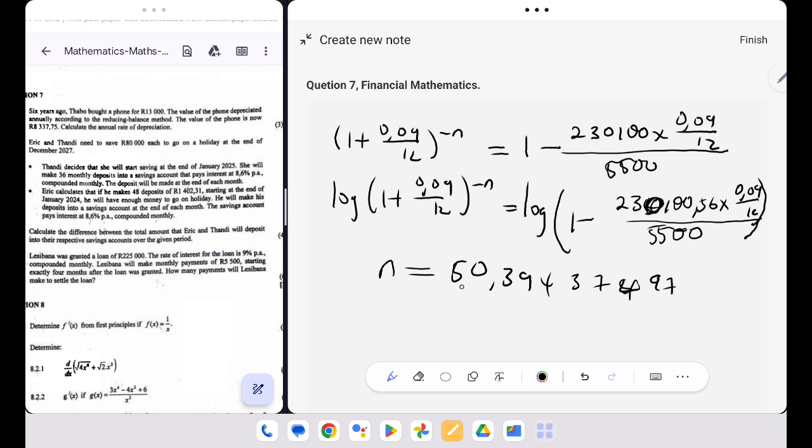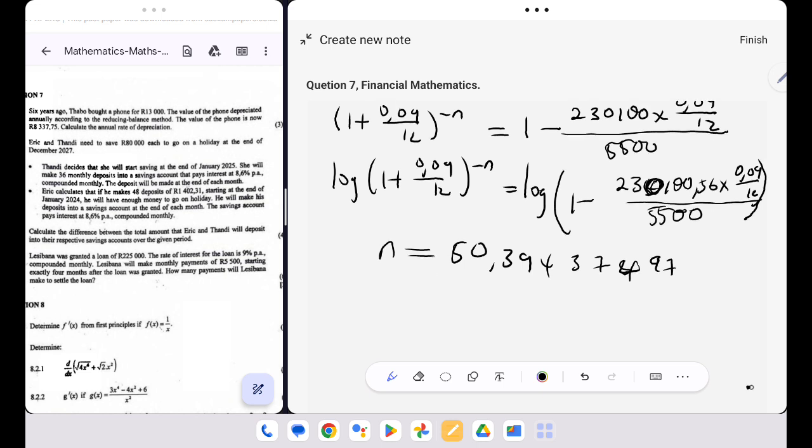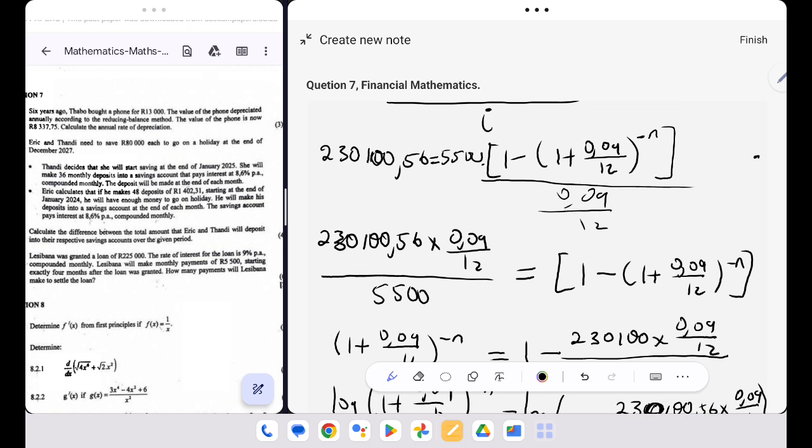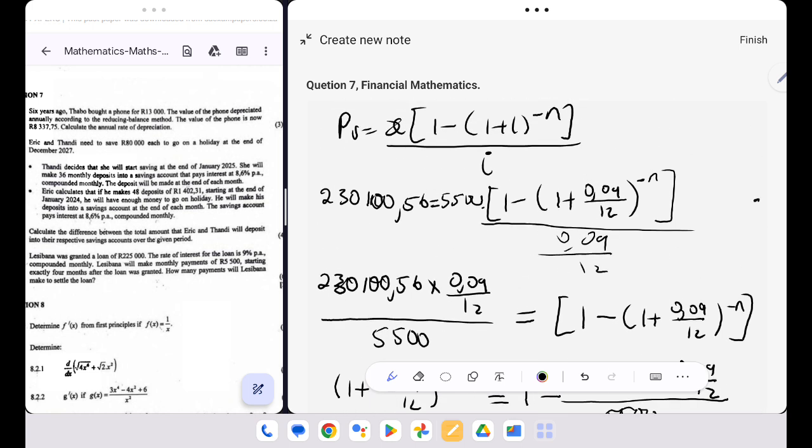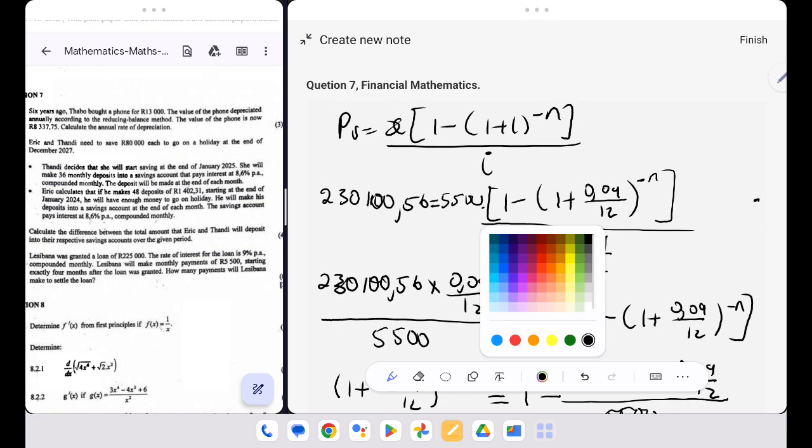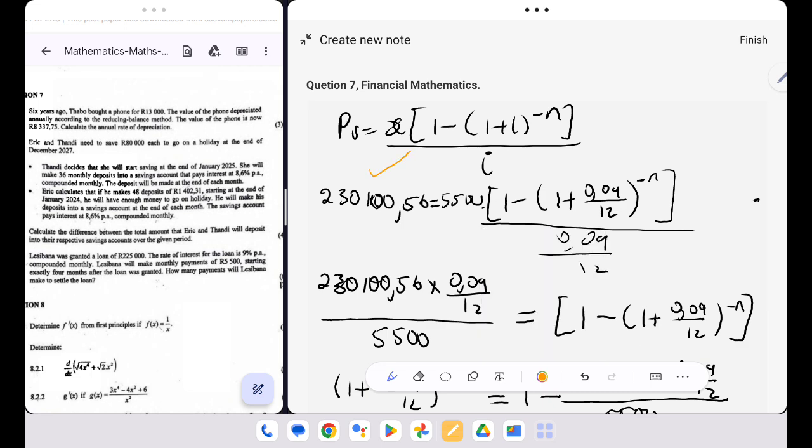have 50 equal payments of 5,500, and then the 51st payment will be just a small amount of money to settle the account. That's why I'm getting decimals. Okay, guys, it's important for you to substitute everything from the formula, because there are marks for that. Example here, you'll get a mark for doing this and writing the interest value. So already by just substituting you have 3 marks.